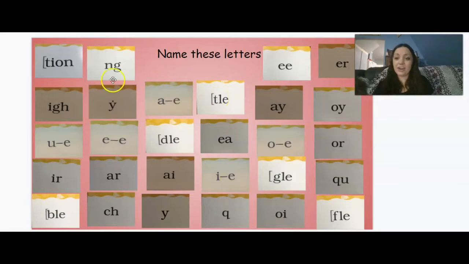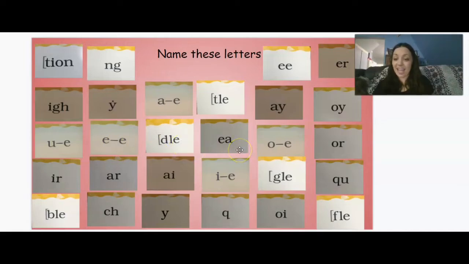So if I look at our letter cards, we're just going to go ahead and say them. I have, oh, this is the hard one. Are you ready? Final syllable, T-I-O-N. That's what we learned about yesterday. Then we have digraph, N-G, digraph, E-E, combination, E-R, trigraph, I-G-H, and then what about here? Vowel, Y, A consonant, E, final syllable, T-L-E, digraph, A-Y, diphthong, O-Y, U consonant, E, E consonant, E, final syllable, D-L-E.